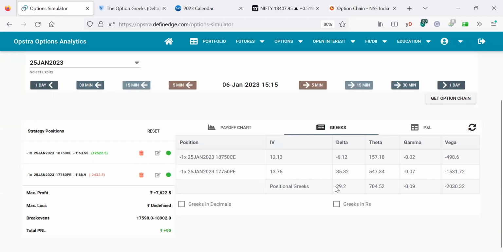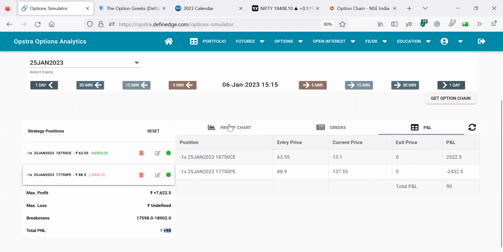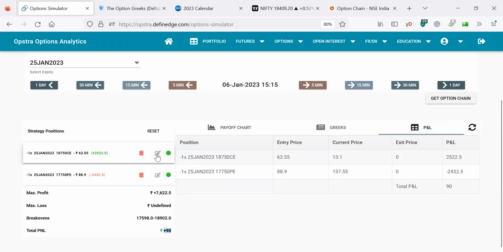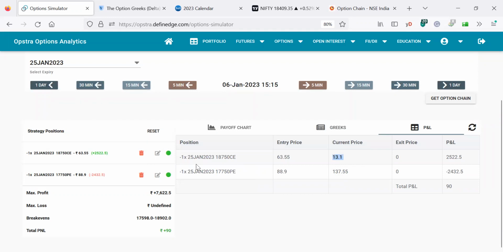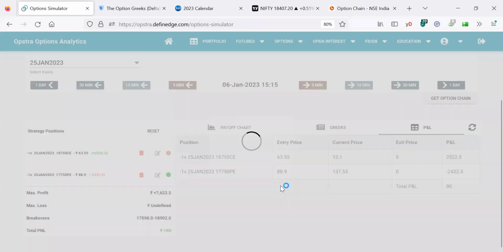Now the difference has gone from 18 directly to 29, and our profit reduced to 90 rupees directly. So definitely we have to adjust it. Now how we have to adjust, we'll go to the profit and loss. I'll just check it out. Per the payoff chart, the market is moving towards the downside, so we have to adjust the call side, because the call we have sold is giving profit. In profit and loss, we have a profit of 2,522 rupees. If you check here, the current price is 13.1, so I'll book it at 13.1.